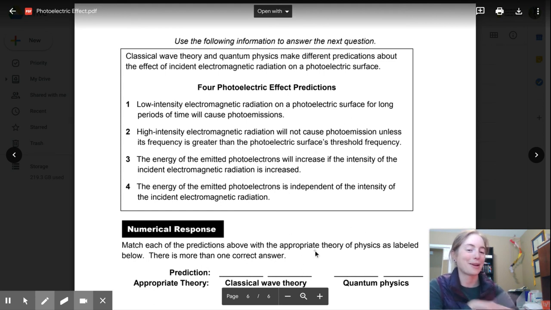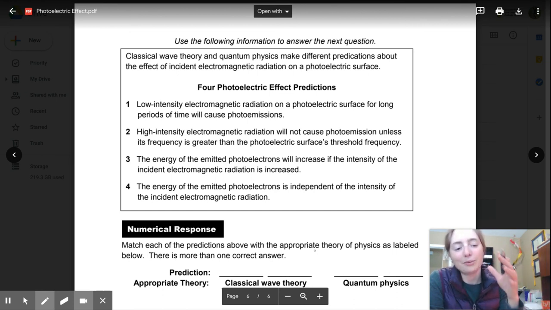Okay, so for number 1, low intensity electromagnetic radiation on a photoelectric surface for long periods of time will cause photoemissions. Now that one, let's think for a moment. Let's go back in the notes. Does that actually happen? No, we have a threshold frequency. Now remember, the frequency is relative to the energy, or is a measure of the energy.